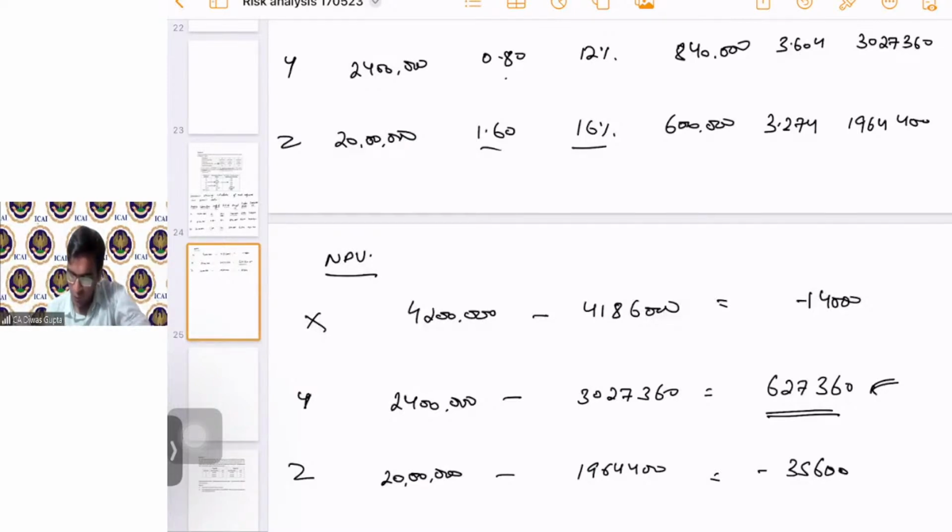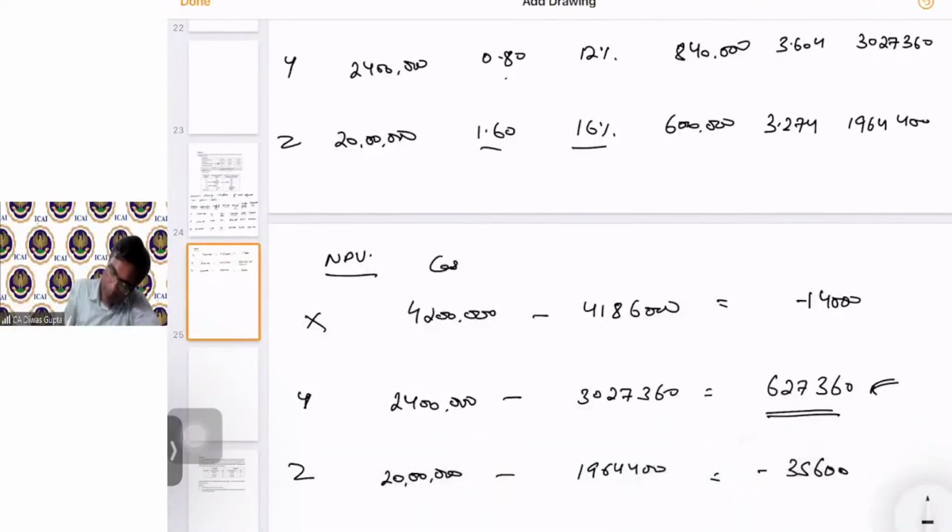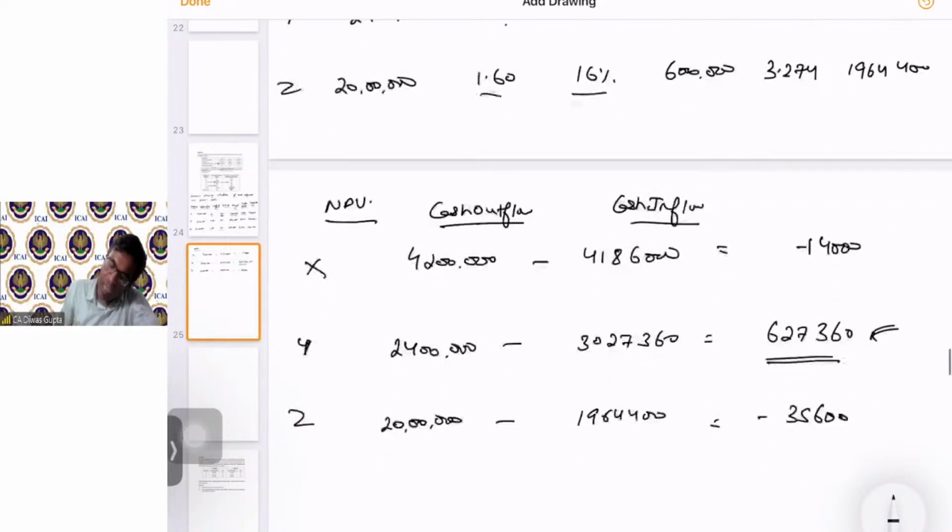Z is positive. No, Z is not positive. See, I have mentioned here like this. This is cash outflow. This is cash inflow. So NPV is cash inflow minus cash outflow, right? So you have to reverse the signs here. So 19,640 is lesser than 20 lakhs and hence NPV is negative here, 35,600. Actually, don't go by sign. I have mistakenly written cash outflows first and then cash inflows. But here signs are perfect in this NPV column.